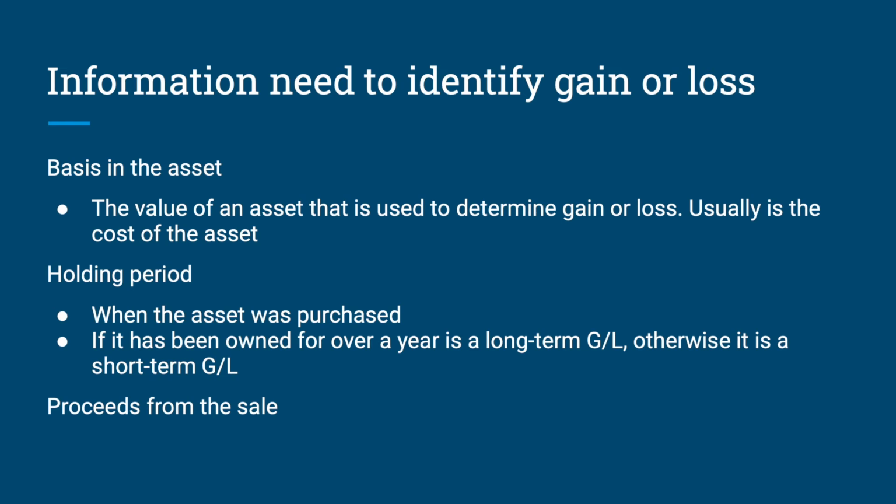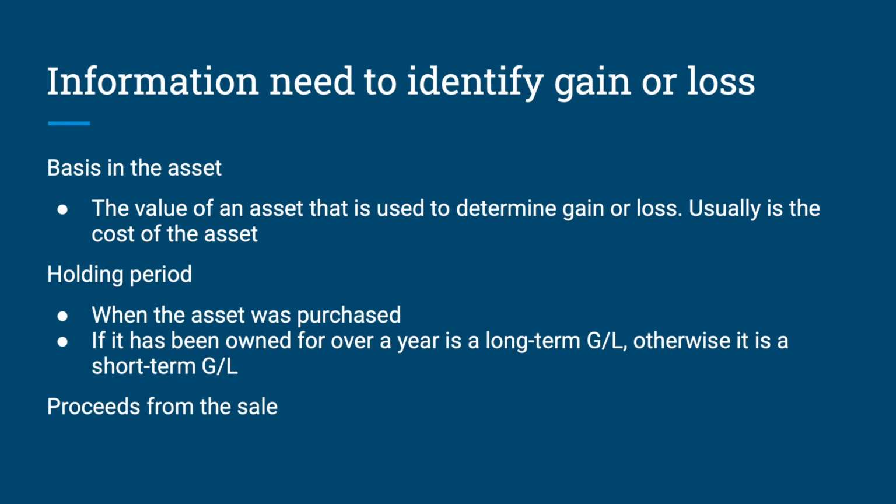So the first thing you need to know is the basis in the asset. It's kind of a concept that can be a little difficult to understand if you don't know what it means already from a prior class. But basically, the basis is the value of an asset that is used to determine the gain or loss, and most often it's going to be the cost of the asset. So for example, if you bought a share of stock for $100, your basis in that asset is going to be $100, most likely.